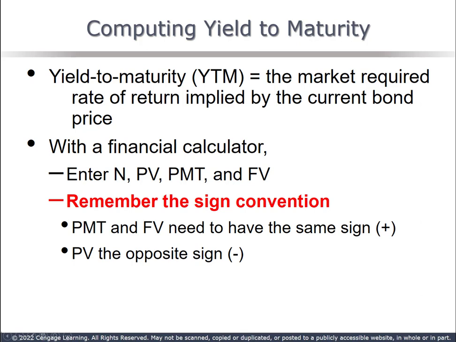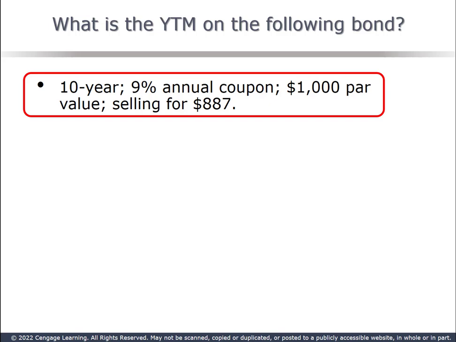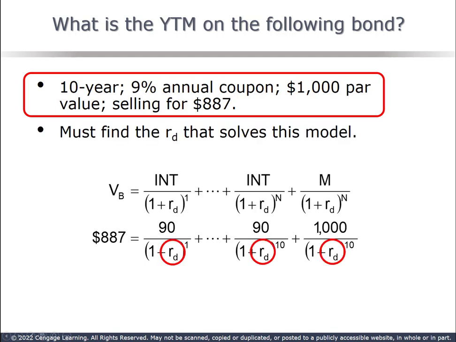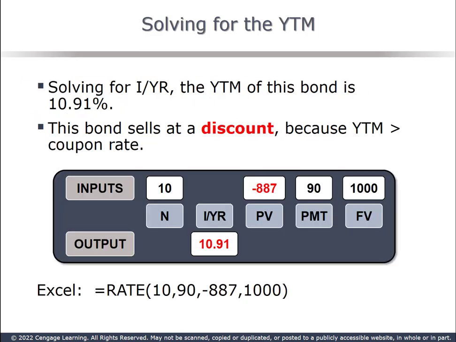PV is negative. For example, we have a 10-year 9% annual coupon $1,000 par value bond selling for $887. We're looking for the discount rate that equates the cash flow stream of coupons and face value to the current price. It's possible to solve this manually, but it's in an iterative manner, since we're trying to solve for the root of a polynomial of degree n. Much easier to use a financial calculator.